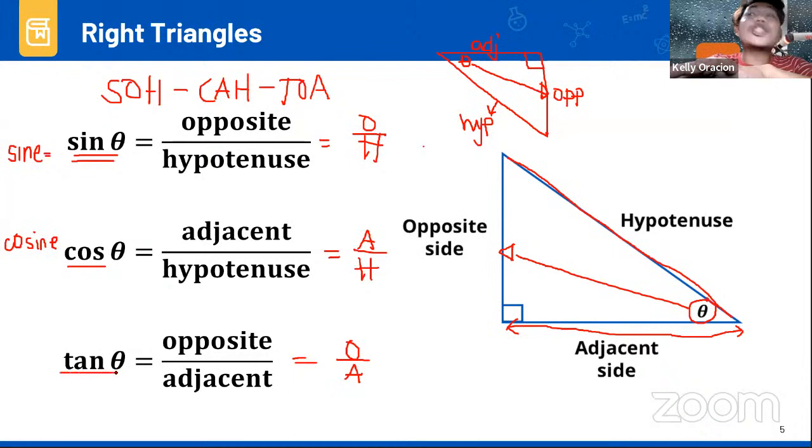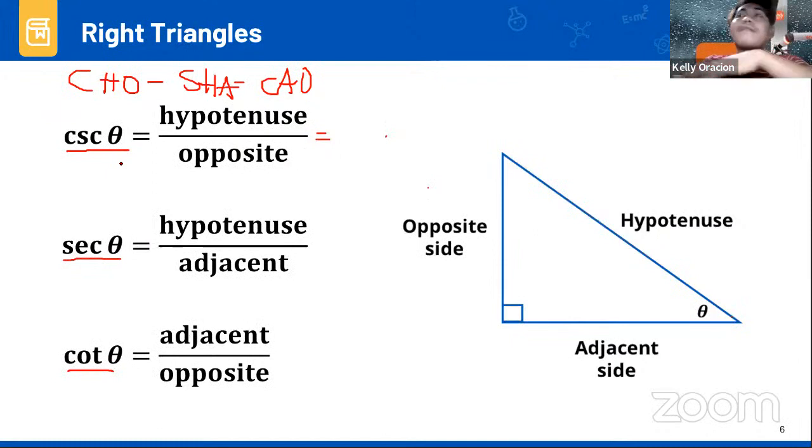And for tan, it's tangent. Now, if you try to observe the ratio of sine and cosecant, they're just inverted, right? So that means, class, that the inverse of sine is cosecant. The inverse of cosine is secant. The inverse of tangent is cotangent. The inverse of cotangent is tangent. Okay? They're just reciprocals, right?